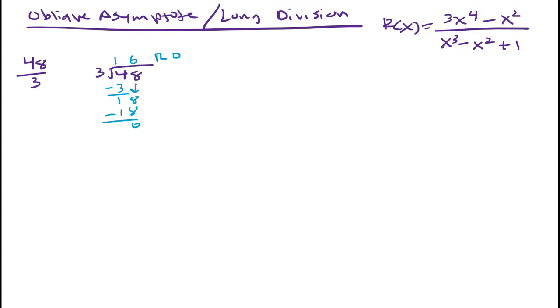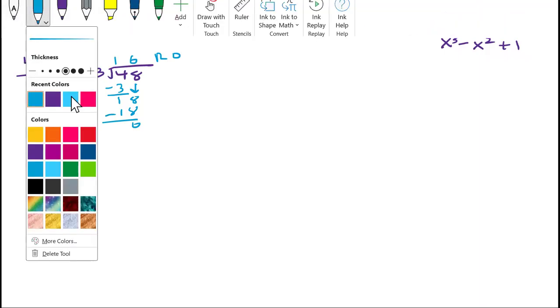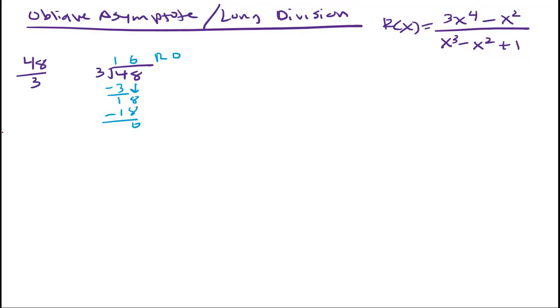So let's see here. Use a different color. Okay, so we're gonna have our x cubed minus x squared plus 1 on the outside here, and then we'll have the 3x to the fourth minus x squared. Okay. So in fact, I'm going to backtrack here a little bit. I'm going to rewrite this in a different way. So again, what we want to do is we want to divide 3x to the fourth minus x squared over x cubed minus x squared plus 1.